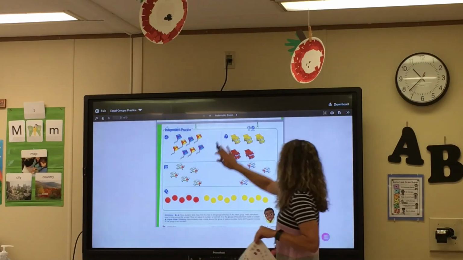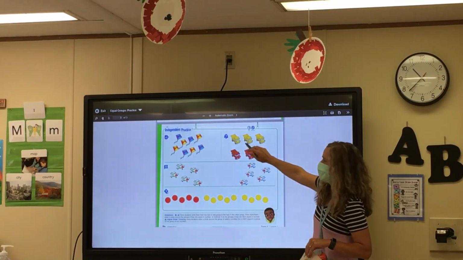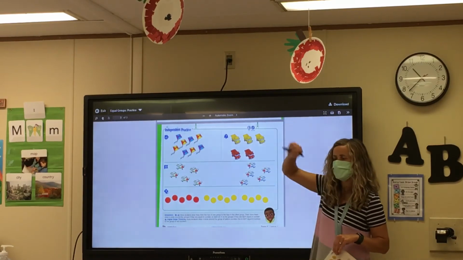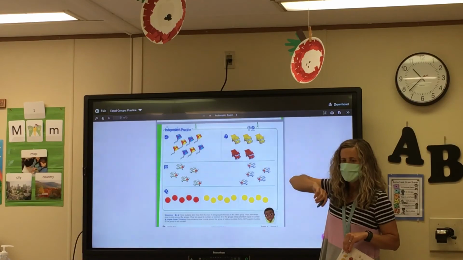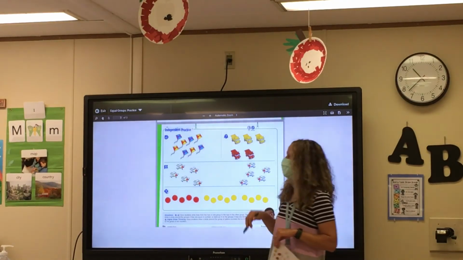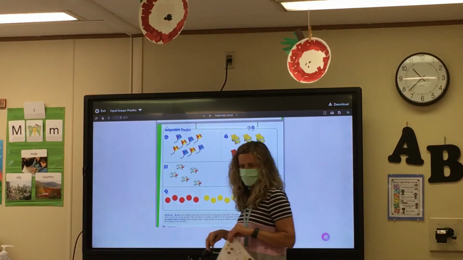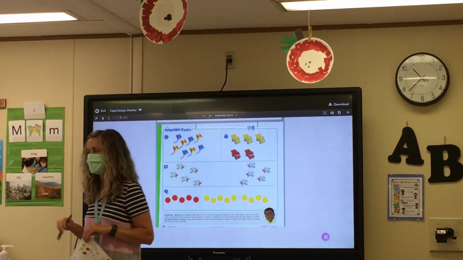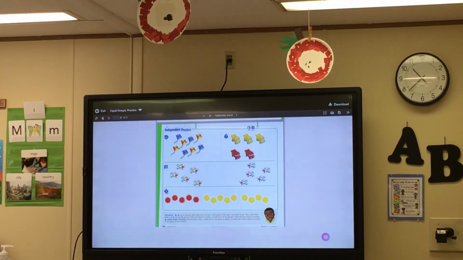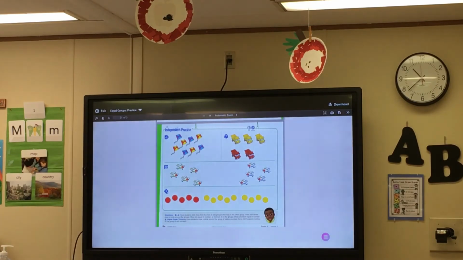Got it? Okay, go over to the trucks. Match up 1 to 1, yellow to red, match them up right now. Equal groups, circle it. Not equal, put an X on it. Quiet, quiet. Okay, everyone's good? Great. Okay, now we've got some airplanes.